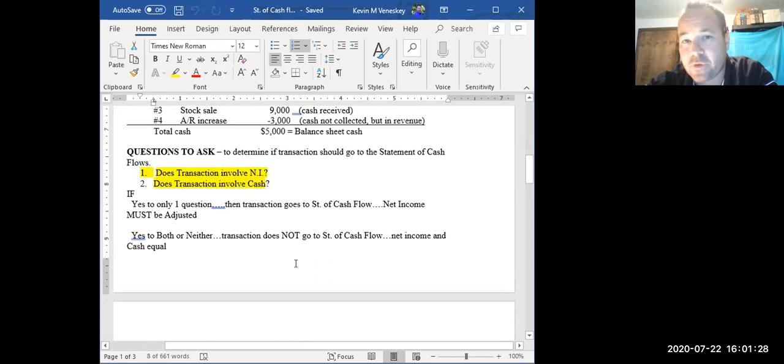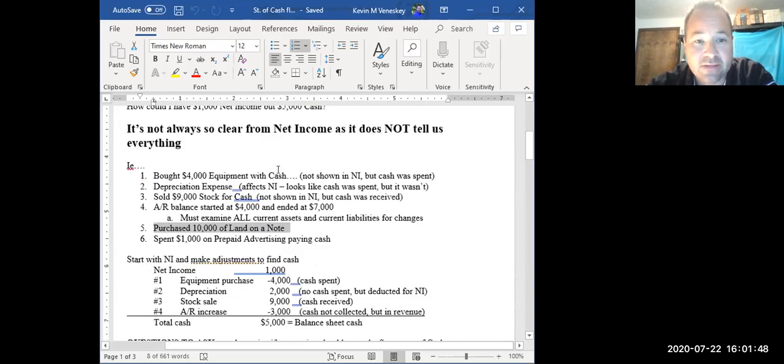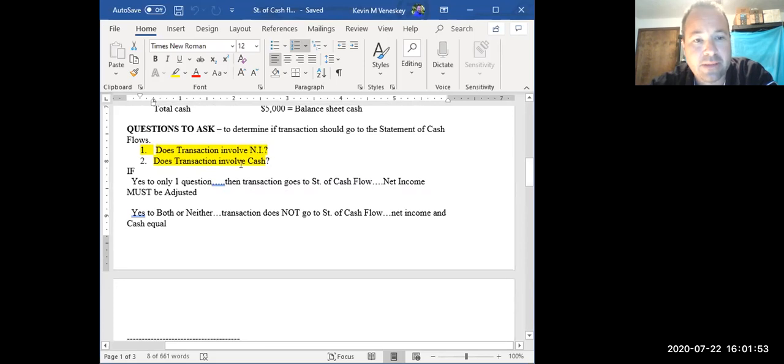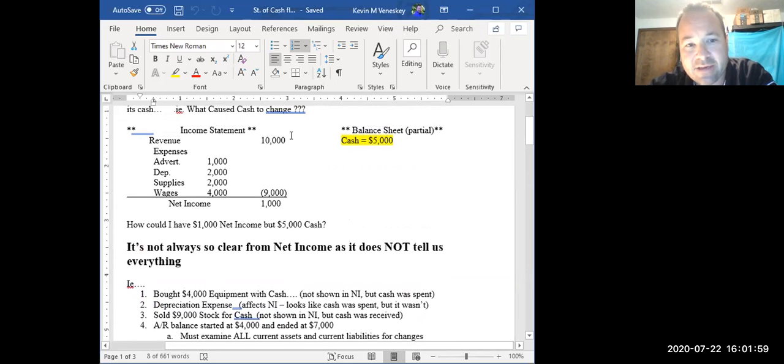And that's going to lead us to one of my next questions here. How do I know if something even goes on the statement of cash flows? Ask yourself these two questions. Did the transaction involve net income? And then ask yourself, does the transaction involve cash? So you've got to actually physically write out the journal entry when you're given things like this. If you can't really visualize it in your head what the journal entry looks like, actually write it out. It's not a big deal. And then, does the transaction involve net income? What I mean by that is, does it have a revenue or an expense attached to it? Is one of the debits or credits a revenue or an expense? Because if it is, then it's going to affect net income.